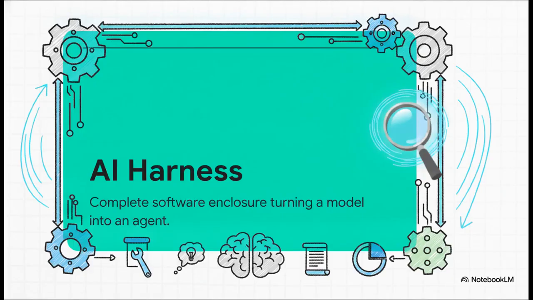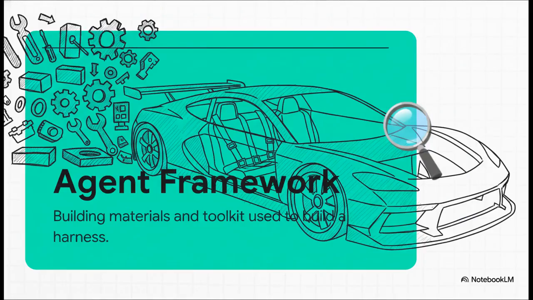They represent the complete, opinionated software enclosure, the execution loop, the tools, the context, the memory that actually turns a stateless model into a capable, functioning agent. However, a harness is fundamentally different from an agent framework. An agent framework is just the building materials and the toolkit. Think things like LangChain or Crew AI, which developers use to build the harness itself. The framework is your library of parts, but the harness is the fully assembled car.